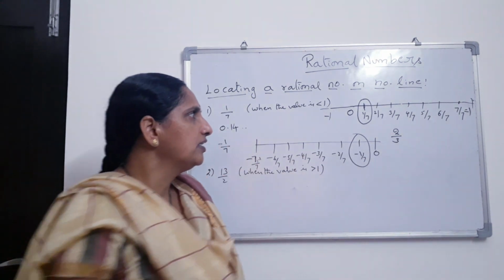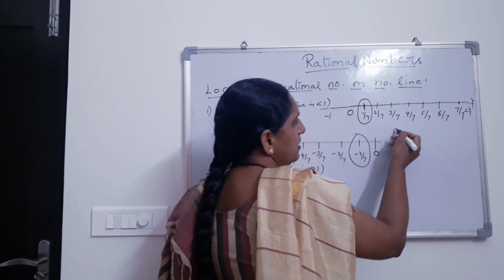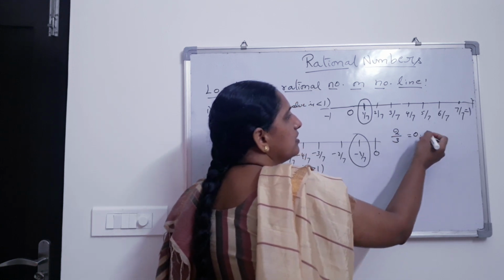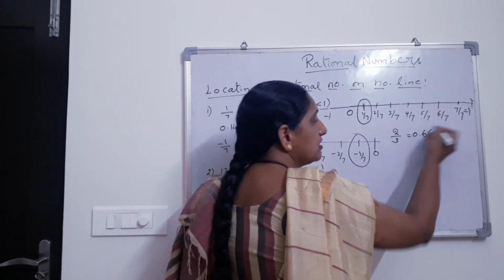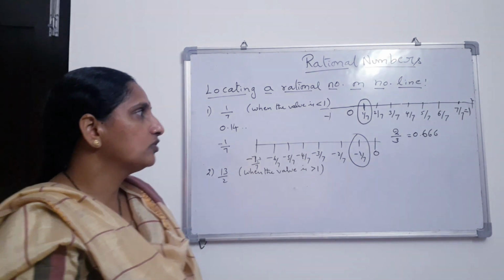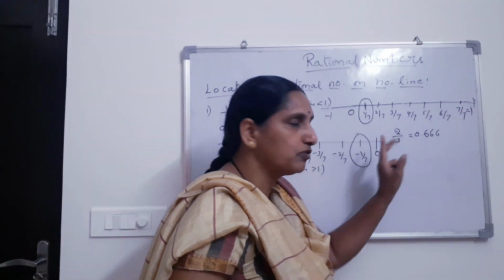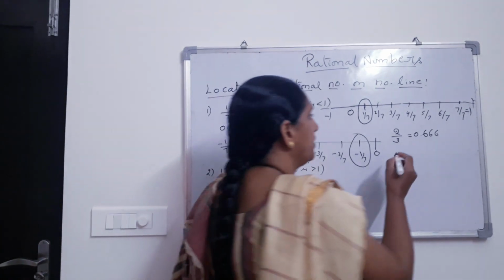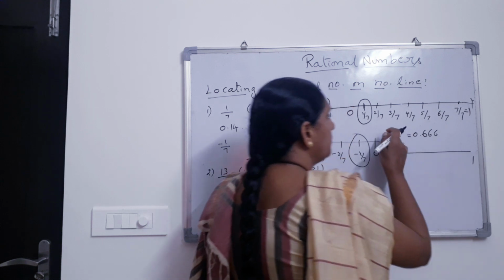Think for a minute. So 2 by 3, if you just see that, it is 0.666 and so on. Okay, so this number we want to locate. Where are we going to locate? It lies of course between 0 and 1. The number given is positive, so therefore it lies between 0 and 1.